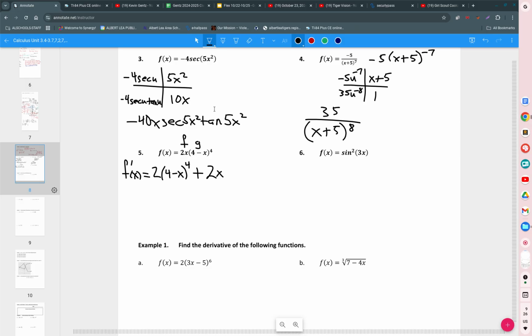The chain rule. Oh man. It's okay. The inside is 4 minus x. The outside is u to the 4th. So I have 4u cubed, and the derivative of 4 minus x is? And so I get times negative 4 times 4 minus x to the 3rd power.